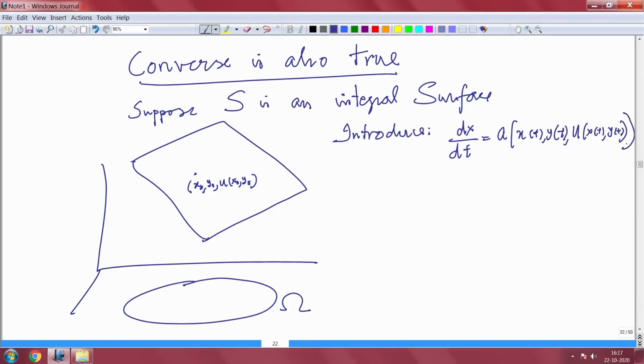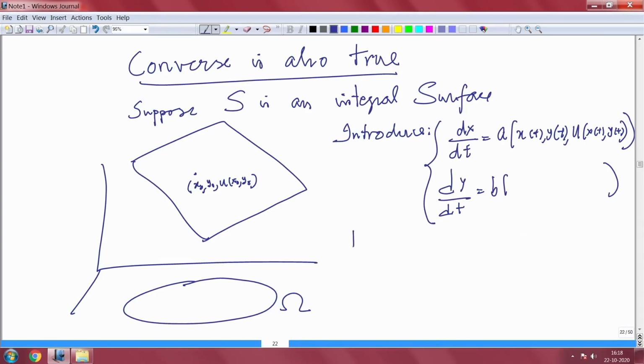In the earlier situation, given a surface formed from integral curves, that surface becomes an integral surface. Here I am saying that the integral surface you start with can be decomposed into integral curves, and dy/dt likewise. Now this is a complete system because the third component is known to you.